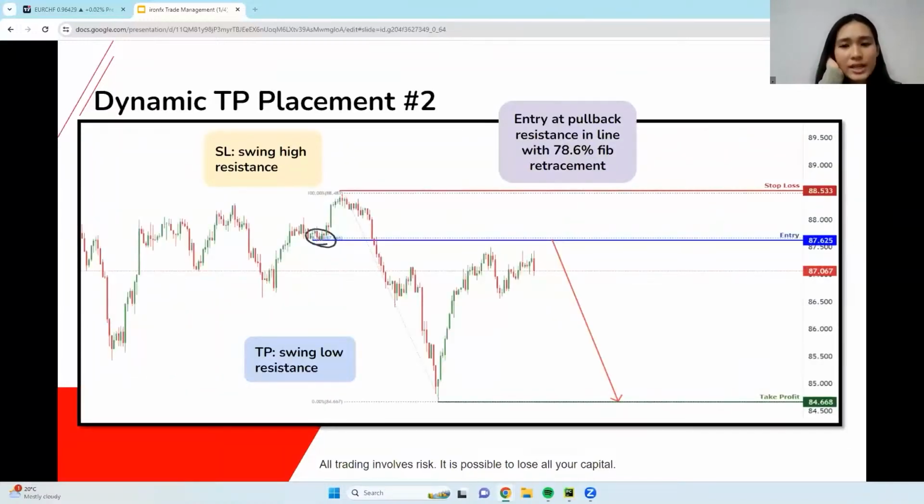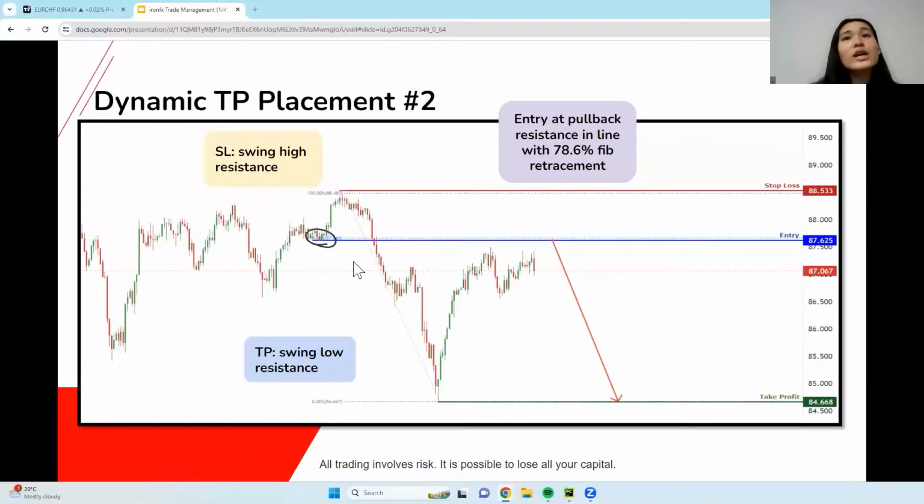Now let's look at another example. Here we're expecting price to bounce off of our entry here at the 87.625 level. This is a pullback resistance that's in line with a 78.6% Fibonacci retracement.